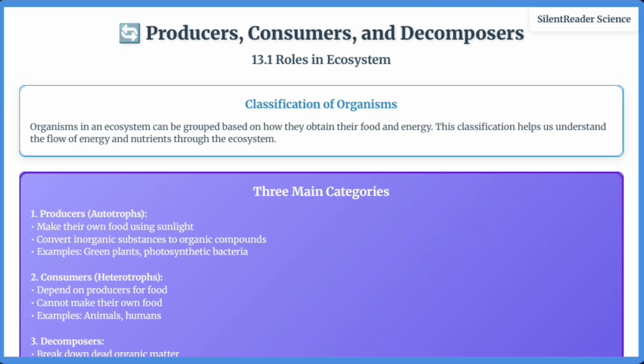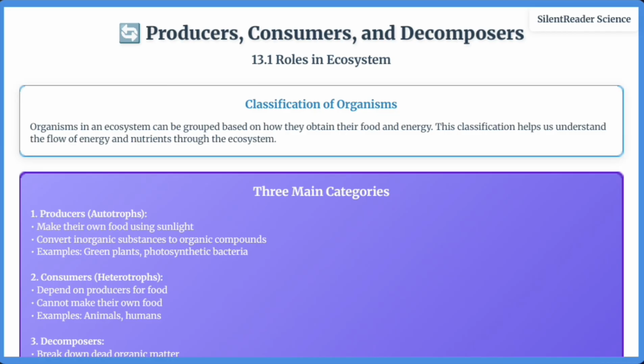Producers, also called autotrophs, are organisms that can make their own food using sunlight through the process of photosynthesis. They convert inorganic substances into organic compounds like sugars and starches. All green plants and certain bacteria fall into this category.